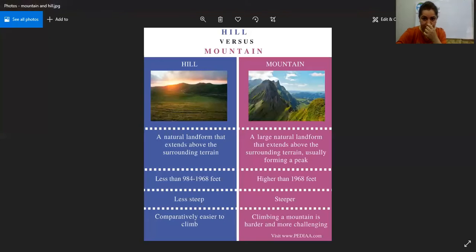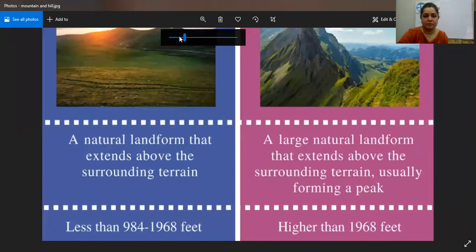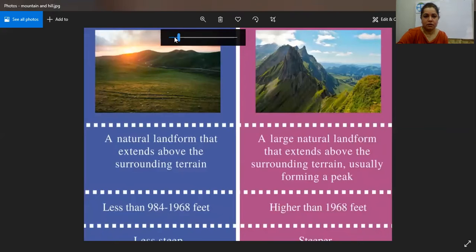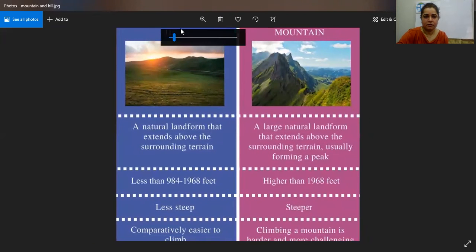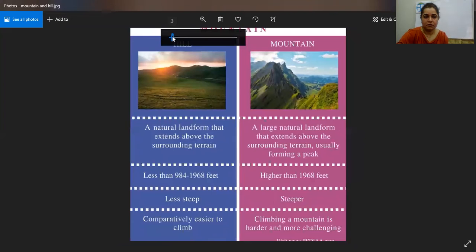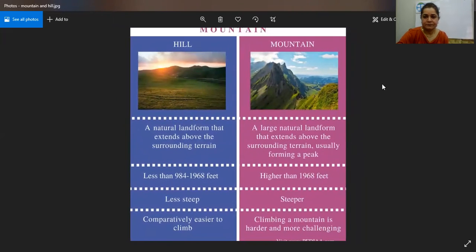So I'm just going to share my screen with you. So I hope you can see this. This is the difference between the hill and the mountain. Okay, let me adjust that for you. Okay, just a little. That's great. Okay, so we're just going to have a look at that.